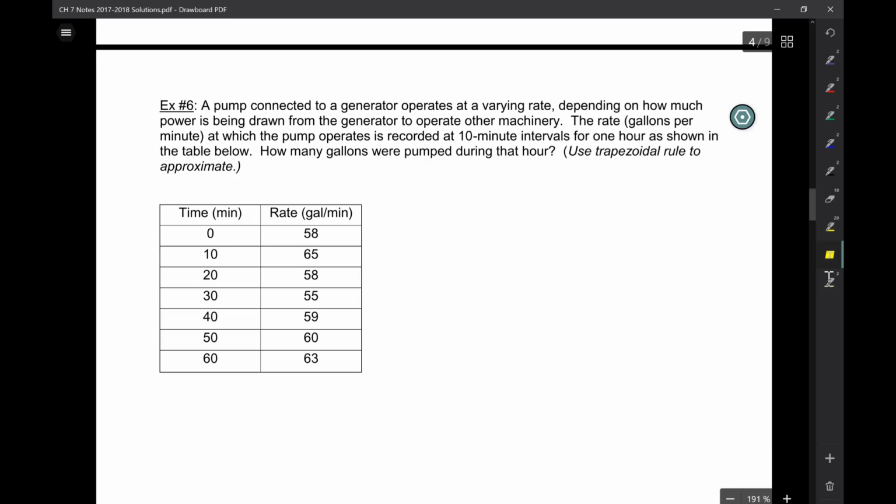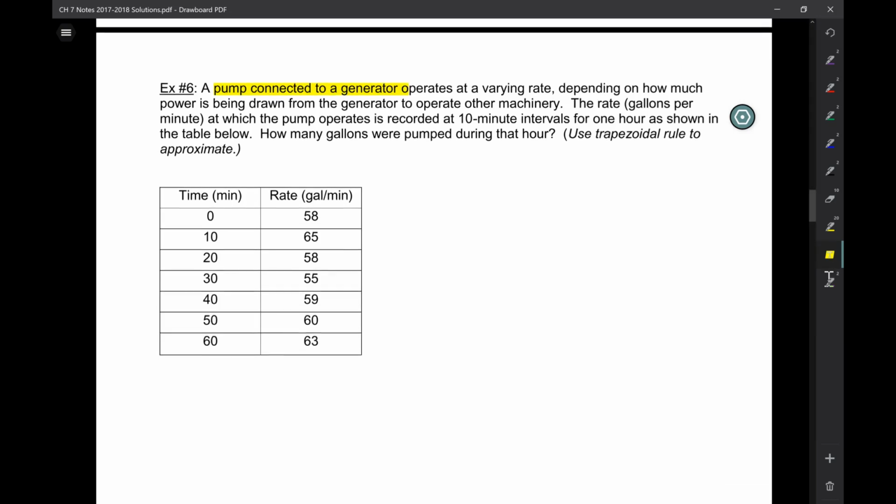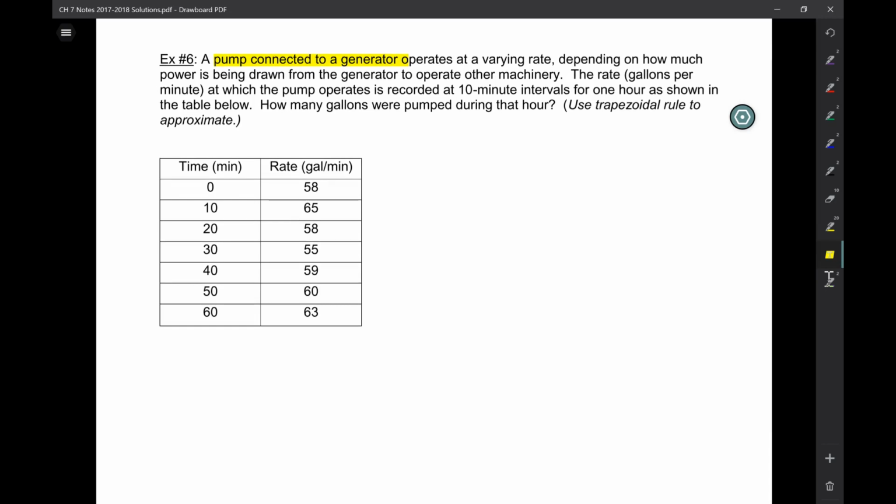A pump connected to a generator operates at a varying rate. How much power is being drawn from the generator to operate depends on how much power is being drawn to operate our other machinery. So basically, the rate is varying. Now, look at units. The rate, which is gallons per minute, is recorded at 10-minute intervals for 1 hour, shown in the table below. So 10-minute intervals from 0 to 60 minutes. How many gallons were pumped during that hour?